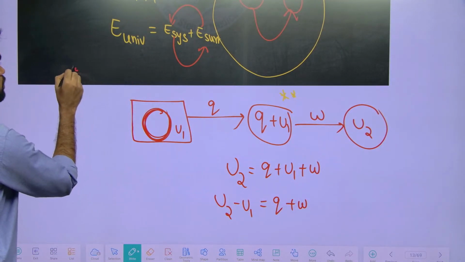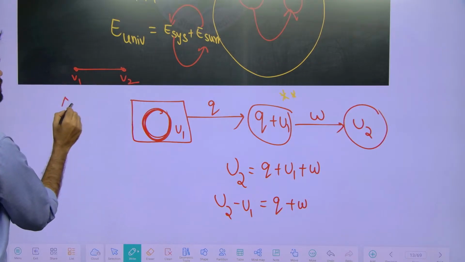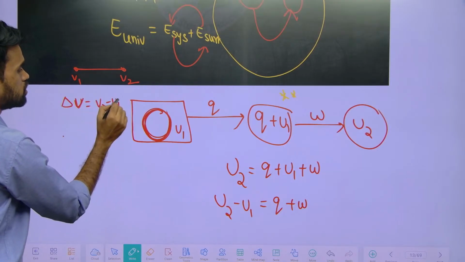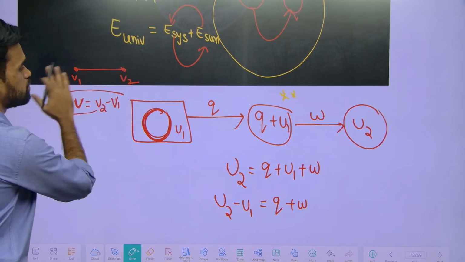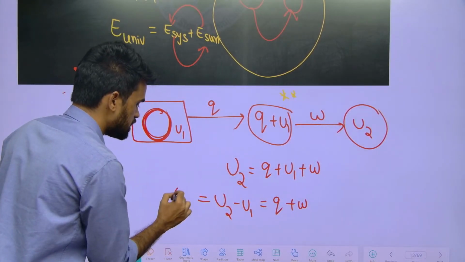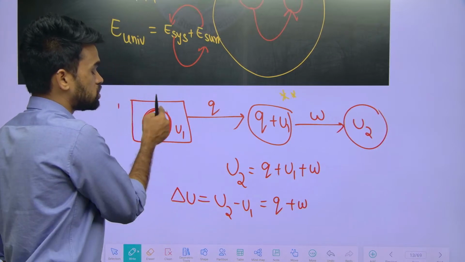Like if I change from here to here, this is V1, V2 if I write. So what is the difference if I ask? You will say V2 minus V1, right? Similar to that, here it is U2 minus U1. So you can say this is the change in the energy. Which energy? Internal energy of the system.